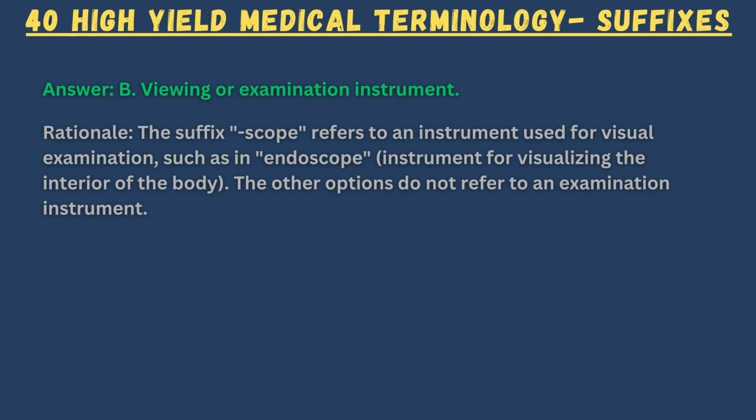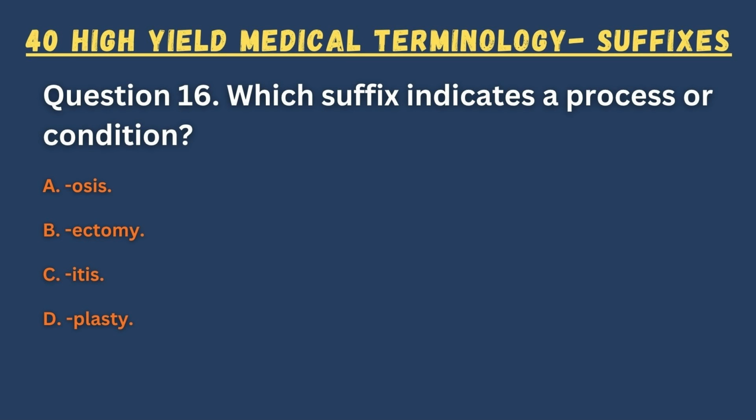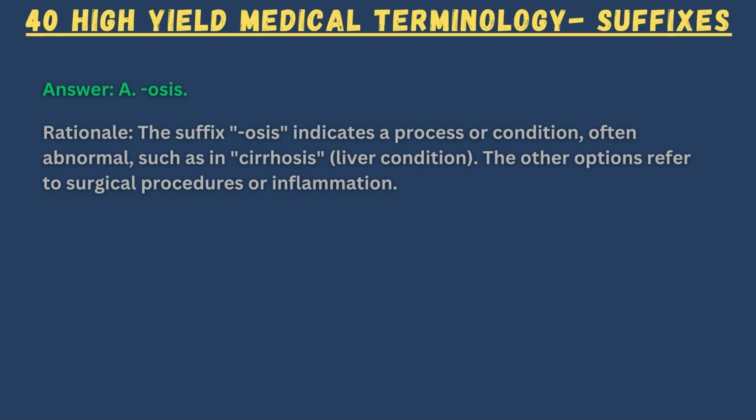Viewing or examination instrument. Rationale: the suffix scope refers to an instrument used for visual examination, such as an endoscope, an instrument for visualizing the interior of the body. The other options do not refer to an examination instrument. Question 16. Which suffix indicates a process or condition? A. Ossis. B. Ectomy. C. Itis. D. Plasti. Answer: A.